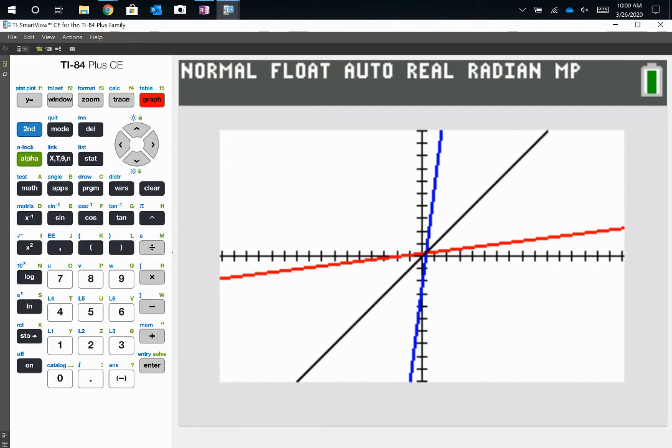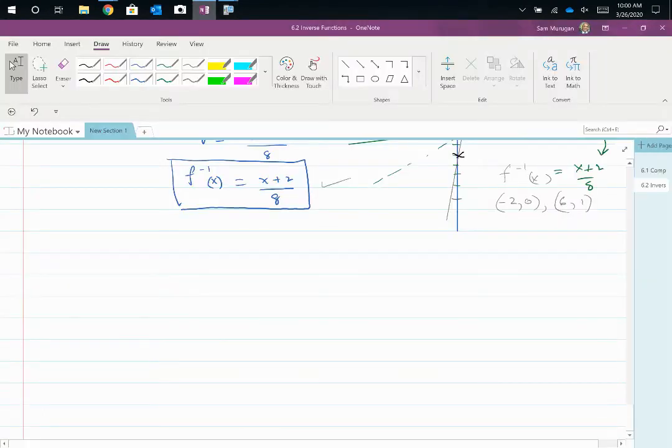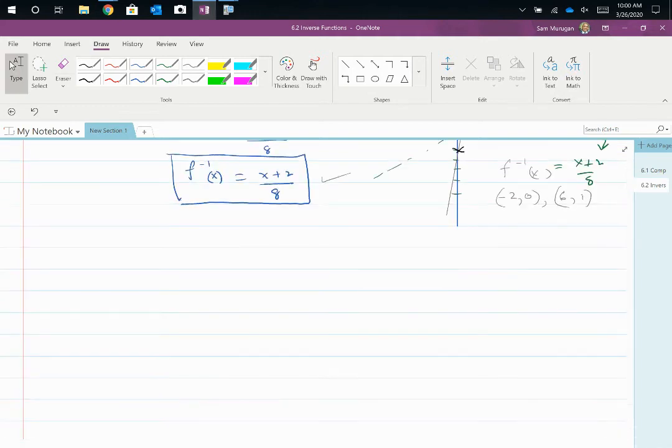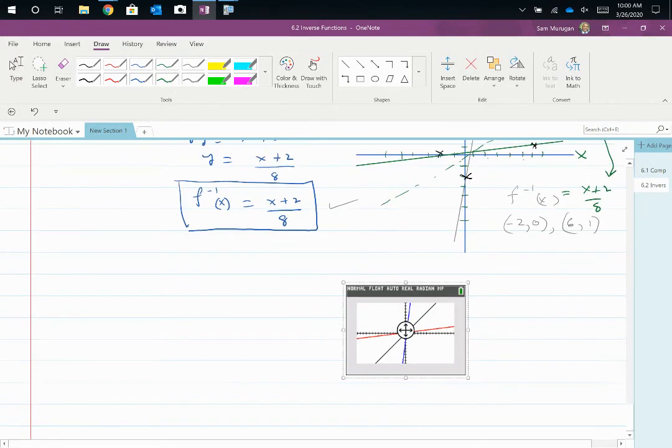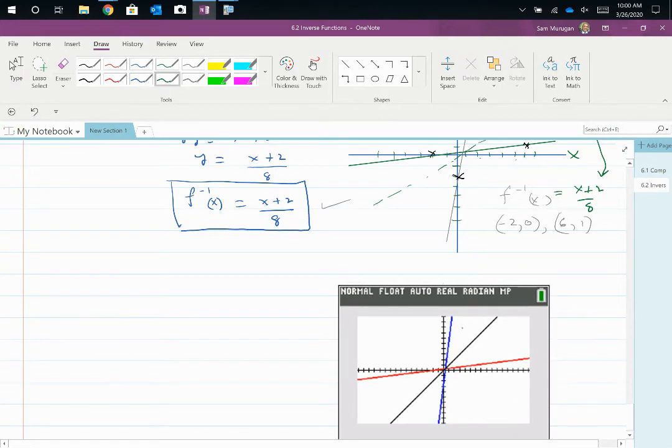So we're going to go ahead and capture that and put it into our notes also, just to show that the graphs match here for us. This is the graph of f inverse of x, f of x, and y equal to x. A couple other things about these problems.